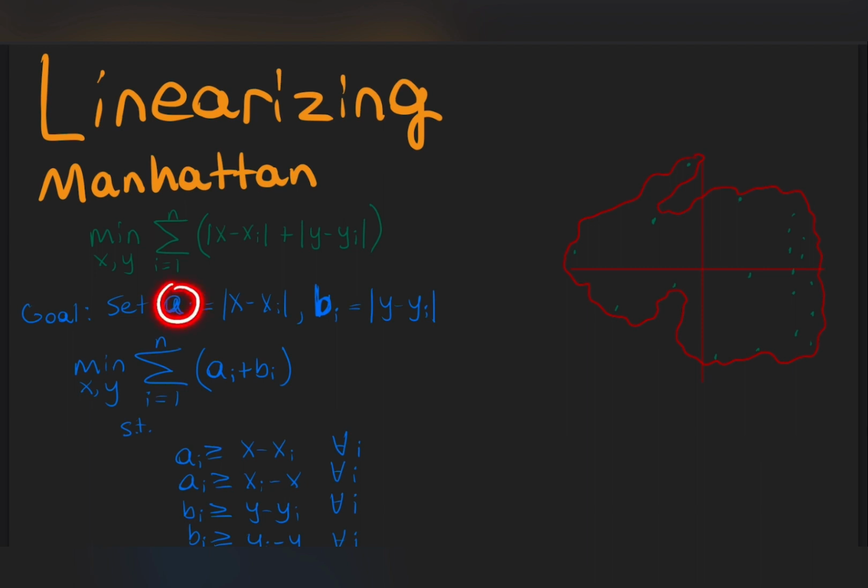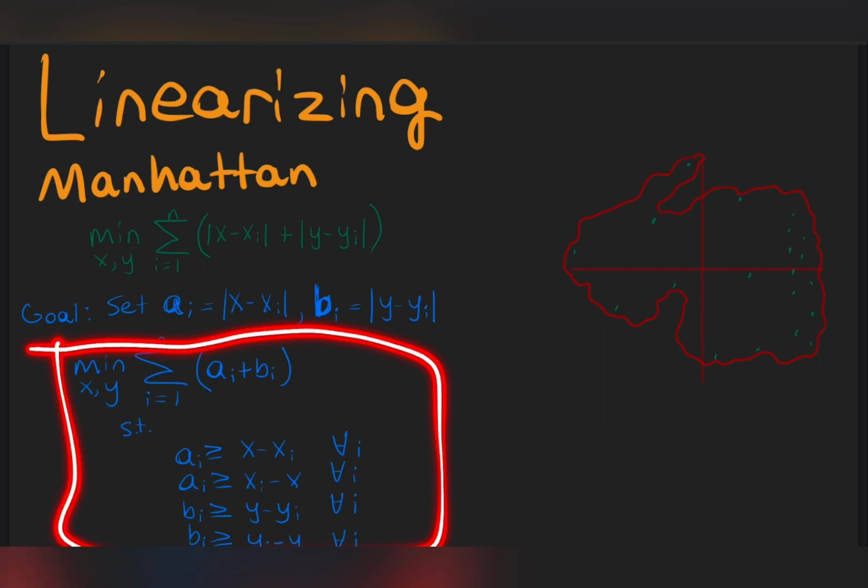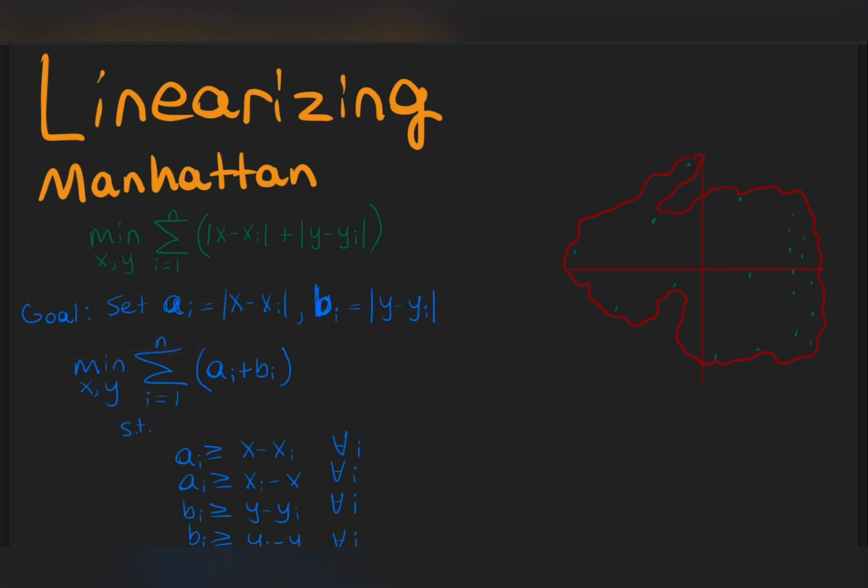So we have AI. We set AI greater than or equal to x minus xi, and we set AI greater than or equal to xi minus x, which is just this flipped. If we set them both greater than or equal to, then that's practically the same thing as an absolute value function. And we do the same thing for BI. So this right here is our formulation for linearizing. Let me just mark it off. That is our complete formulation for linearizing the Manhattan distance hospital location problem.